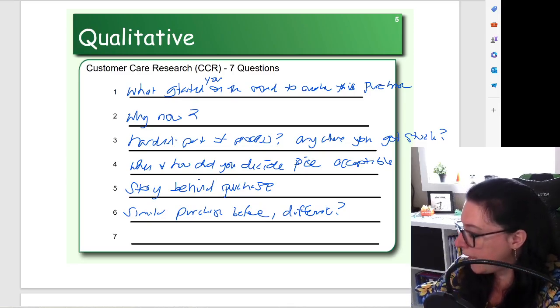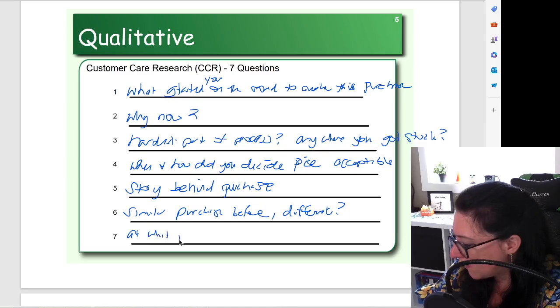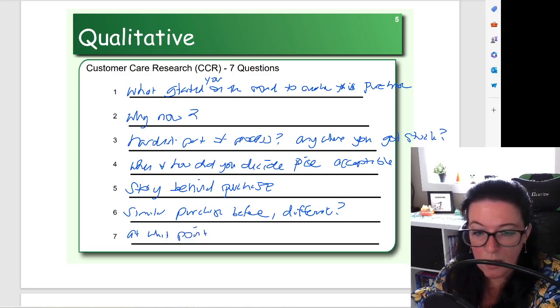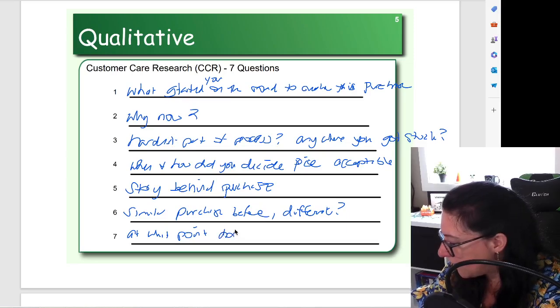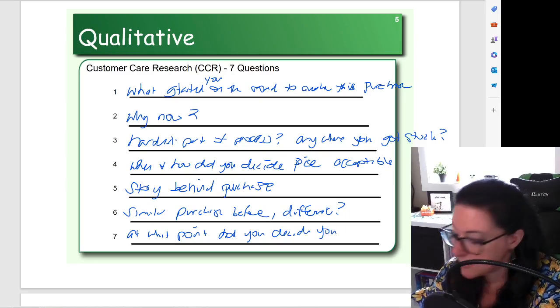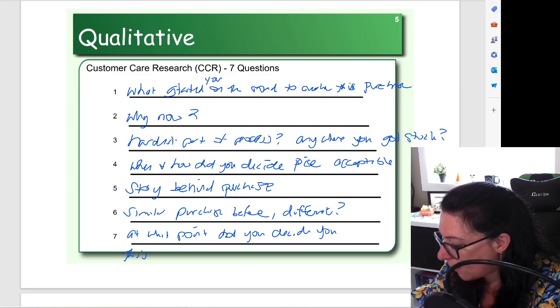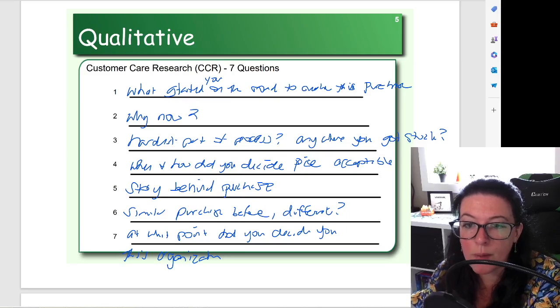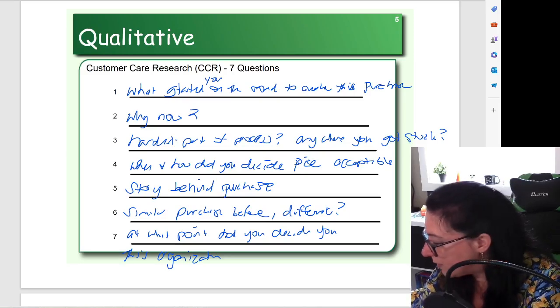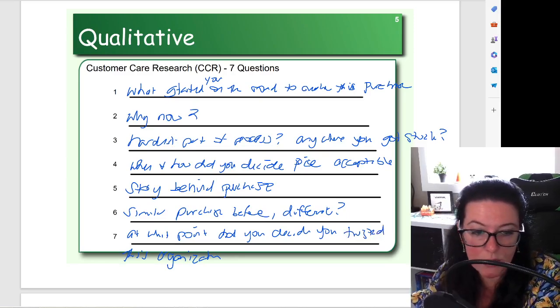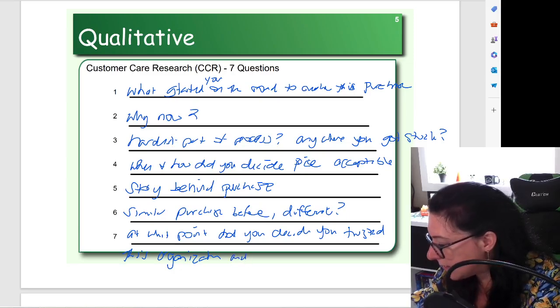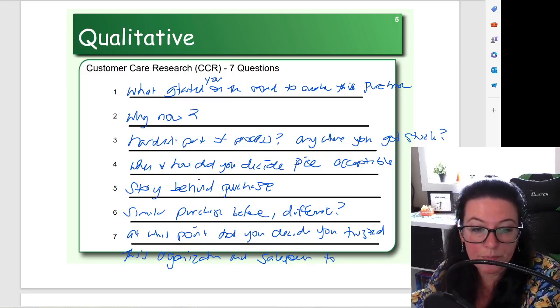And then at what point did you decide you trusted this organization, the company you actually bought it from? So at what point did you decide you trusted this organization and that salesperson to work with you?